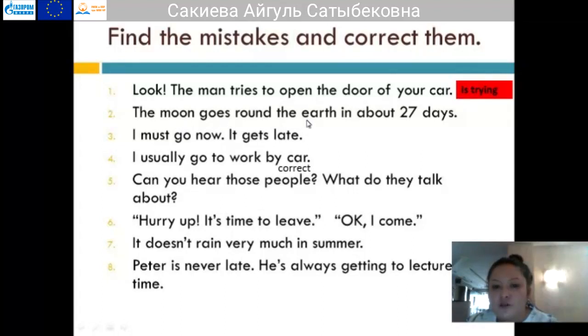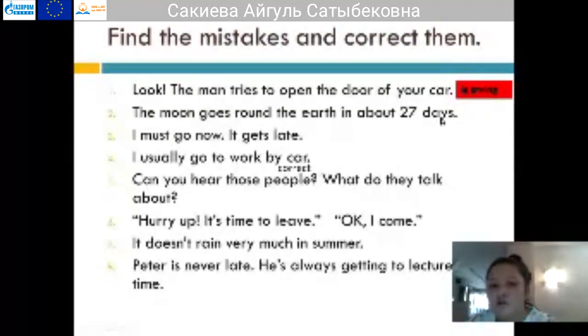Next, the moon goes round the earth in about 27 days. This is wrong or correct? The moon goes around the earth in about 27 days. So we are talking about a fact, or we are talking about the action which is happening around right now? This is a fact, yes. If you talk about a fact, we use simple or continuous. Safia, you're right, this is a fact, but this is simple, Alembek, good job.